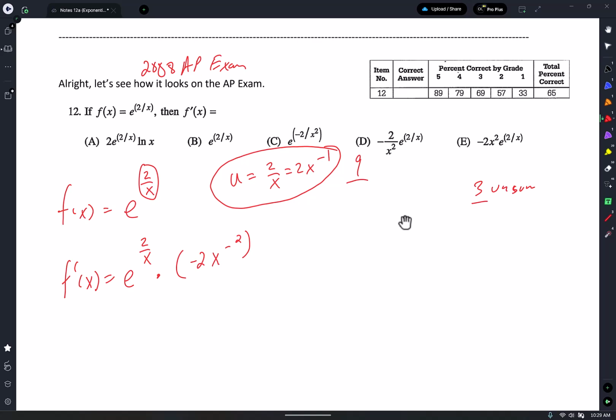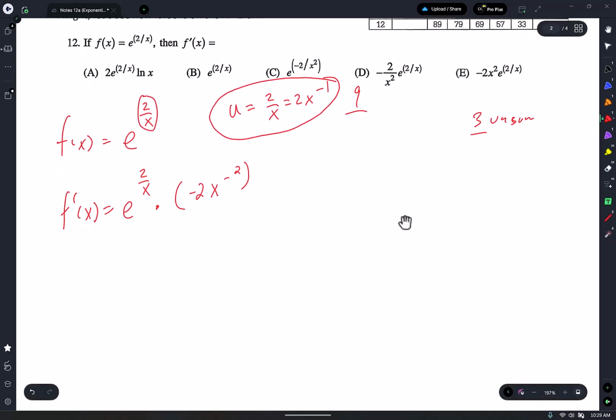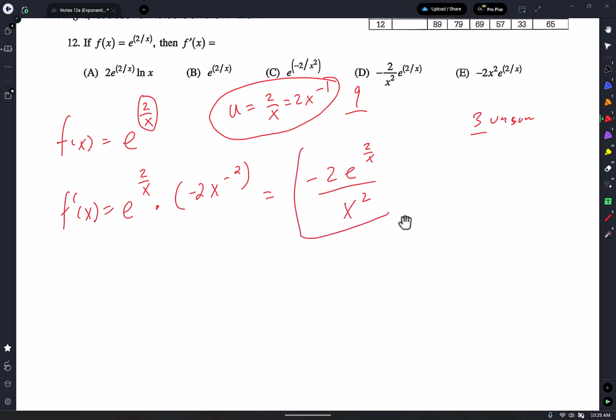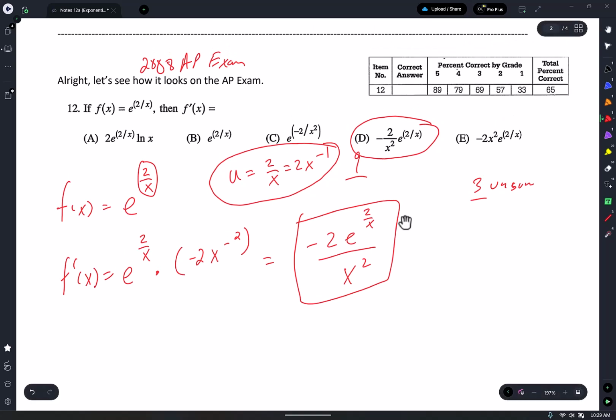Now you're just doing algebra, some arithmetic. This is in the numerator, negative 2 e to the 2 over x, and then that x to the negative 2 goes down, so x squared. Now let's look for that answer. And yeah, you guys were right. Letter D. 89% of the 5s got it right, 79% of the 4s, 69% of the 3s. So pretty much everyone who's qualifying is getting this question correct.